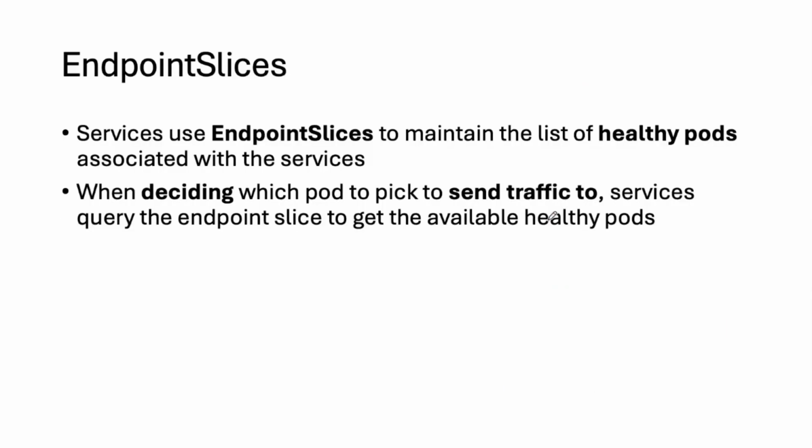A little bit more granular detail in how the service sends traffic to the pods is that it uses another object called endpoint slices. Endpoint slices maintain a list of healthy pods associated with the service. And then when deciding which pods to send to, the service uses the list of pods in the endpoint slices to pick the pods to send traffic to. Because although the pod could have the exact label, it could be unhealthy, or it could be coming up and not in a state where it can serve traffic. So we should not be sending traffic to that pod. That's why we use endpoint slices for that.